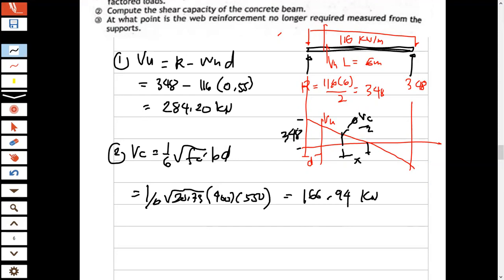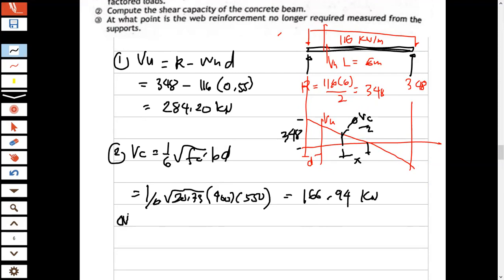Ano daw yung point na, or distance, na hindi na nangailangan ng stirrups. No longer required measure. At what point is the web reinforcement no longer required? So, yung hindi na kailangan. Our control is VC over 2. Ano sabi natin kanina? Wala nang VS dyan. Okay, so what is VC over 2?